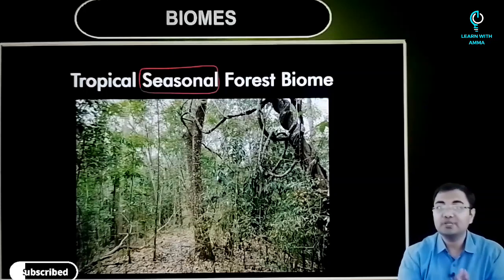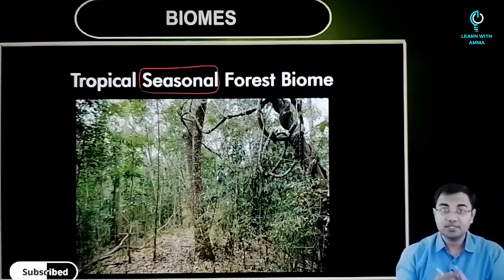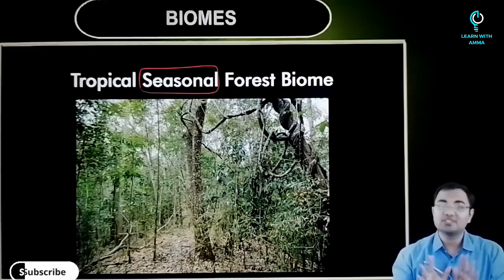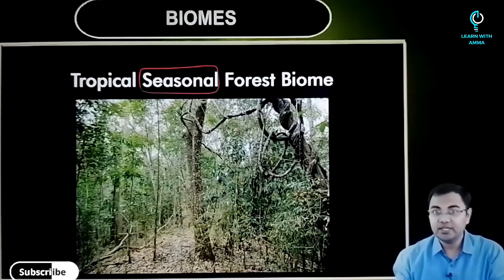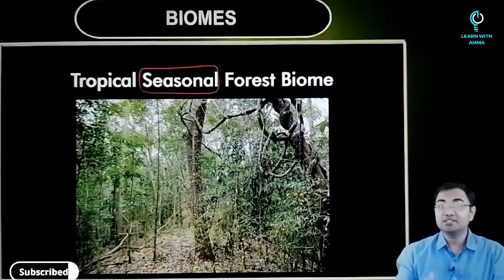When we talk about the tropical seasonal forest biome, first of all, the canopy is not that dense. The density of canopy has now reduced. So sunlight is now able to fall onto the surface as well. Then there is seasonal variation. That is, the rainfall pattern changes from season to season.